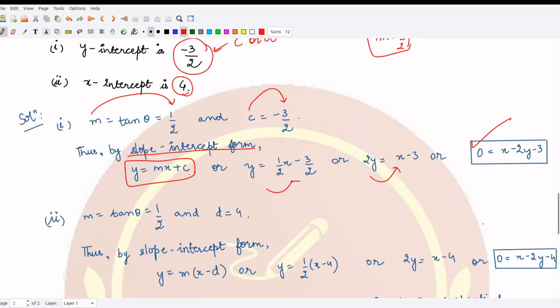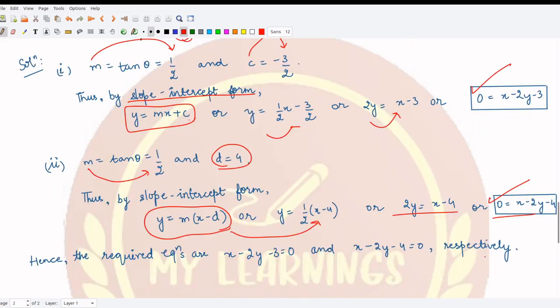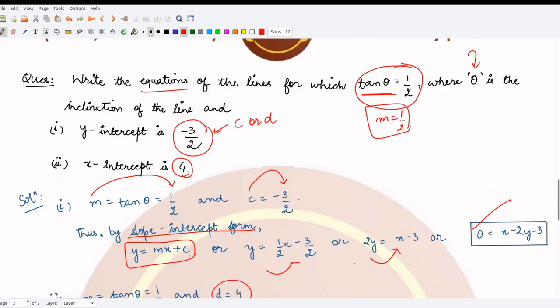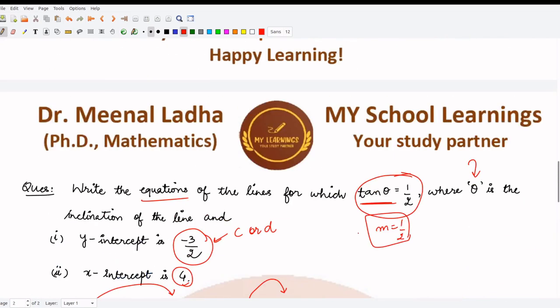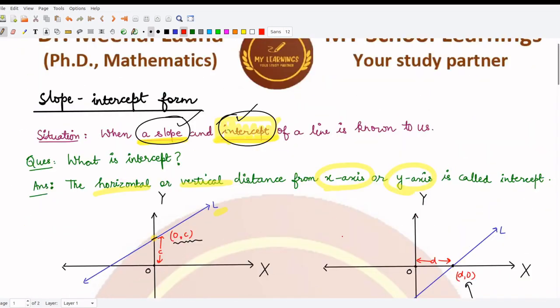And in the second case, when you put the value of m equal to 1 by 2 and d is 4, for this d you have y is equal to m(x minus d) as your equation. So substituting the values of m and d into this equation, simplifying a bit, this becomes your equation. So these two are the equations for part 1 and part 2, fine. So I hope this question is clear to you and this topic is clear to you as well.